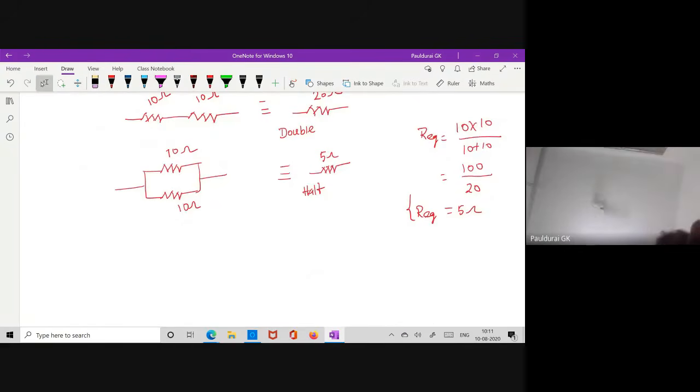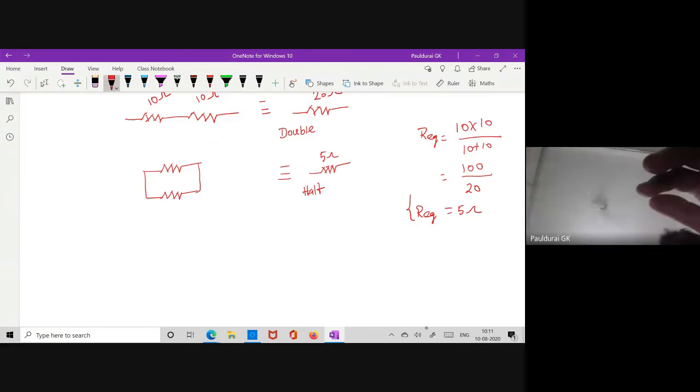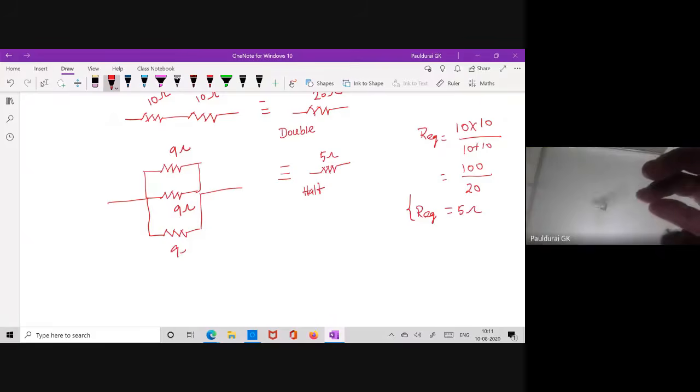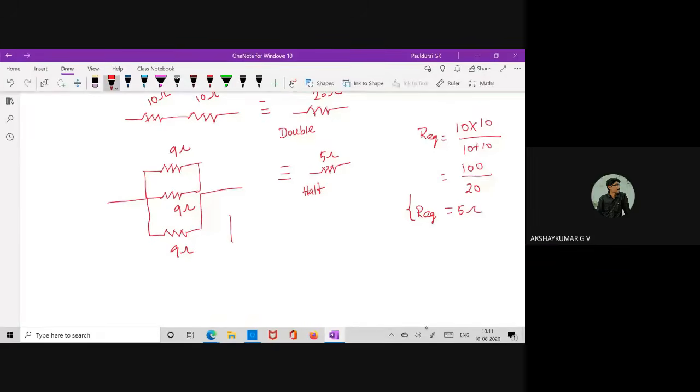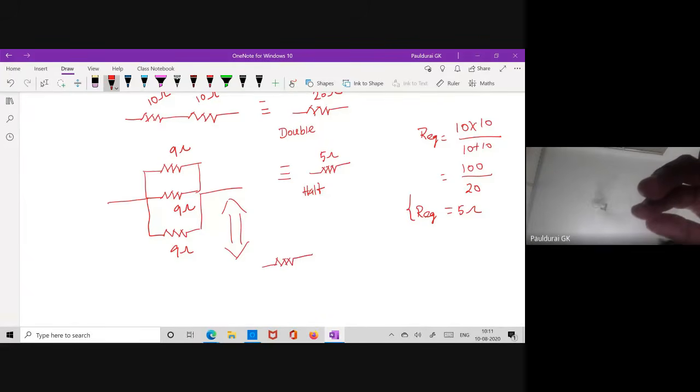Suppose it is the same. Without solving, is it possible to tell? Now, what is the equivalent resistance? 3 ohm sir. Yeah, very good, very good. This is the second problem in my worksheet. Why 3 ohm? How are we getting 3 ohm? You just calculate. Okay.